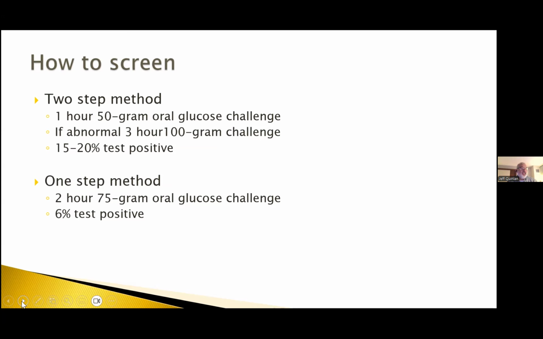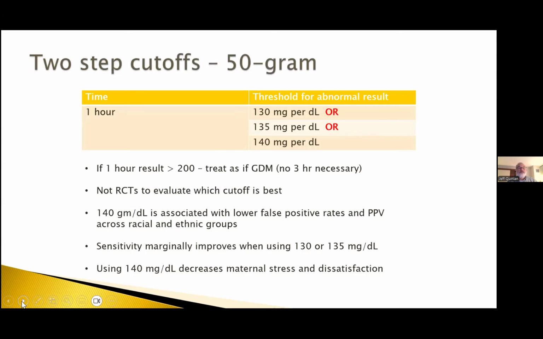And you can see that in studies, they've found that about 15 to 20% of patients will test positive utilizing this method. There's also a one-step method, which employs a 2 hour, 75-gram glucose challenge, and that tends to have lower positive rates, so only about 6% if you use that method.